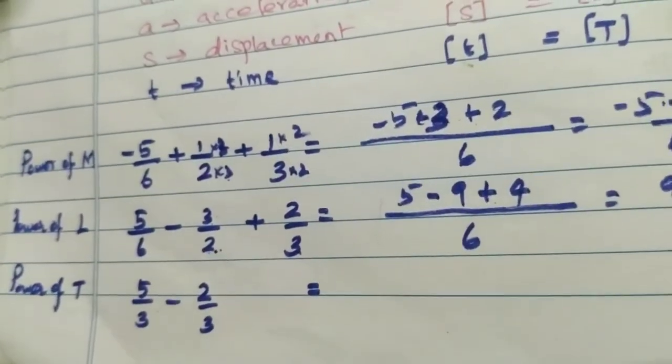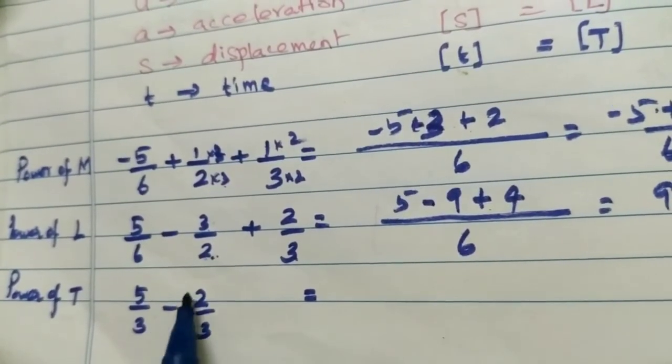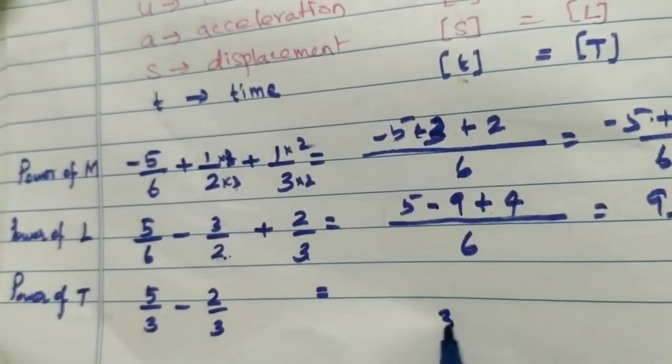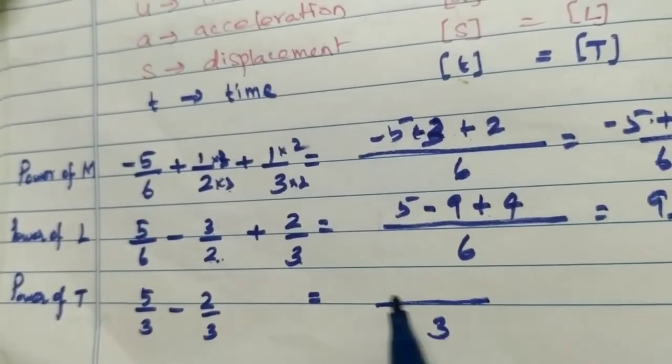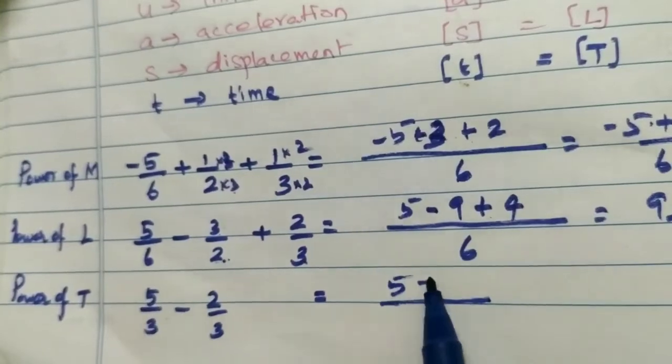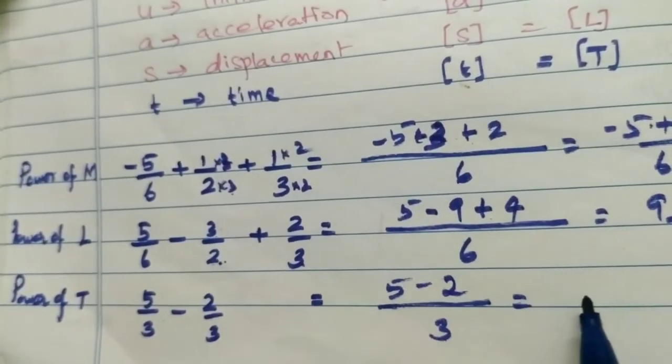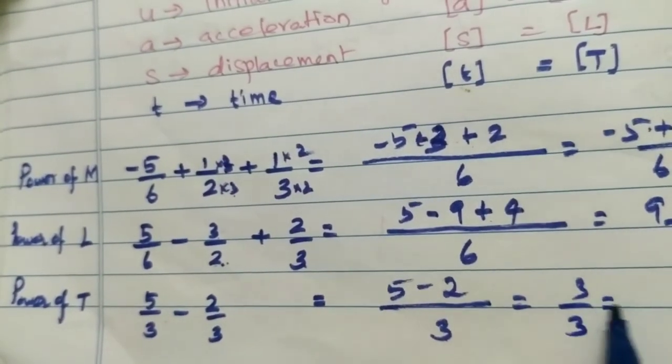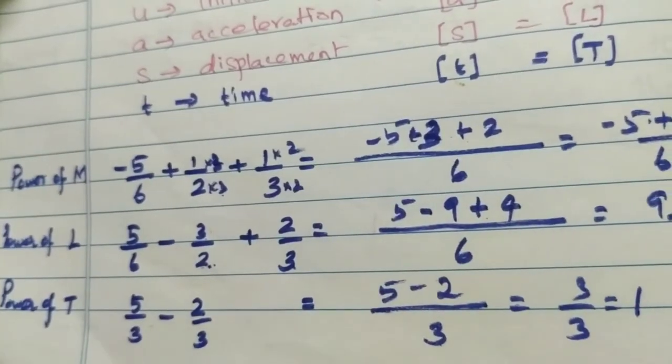Okay, 5 plus 4 is 9, that is equal to 9 minus 9 divided by 6, which is equal to 0. Then power of T. Power of T is 5 by 3 minus 2 by 3. So denominators are the same, so on the top we can directly subtract. 5 minus 2, which is equal to 3 by 3, which is equal to 1. So the power of T is 1.